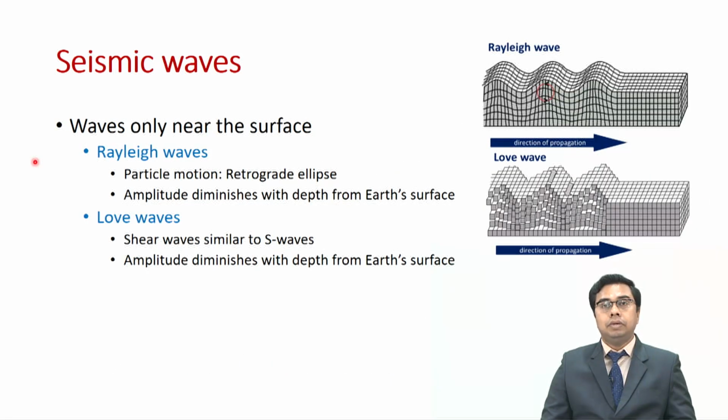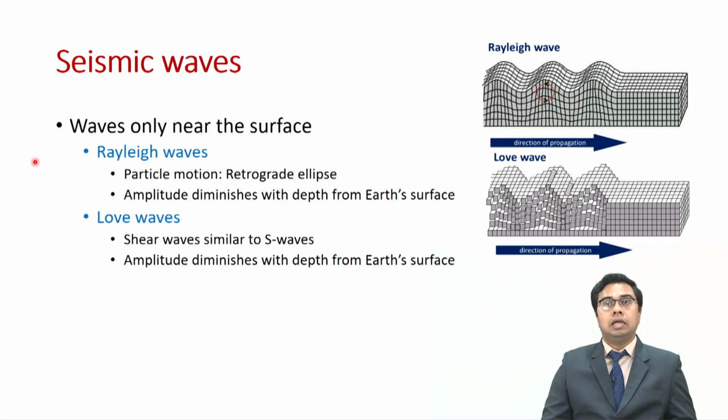Further on, as P waves and S waves travel towards the earth's surface, when they reach the earth's surface, they give rise to a different form of waves. These waves are called surface waves.